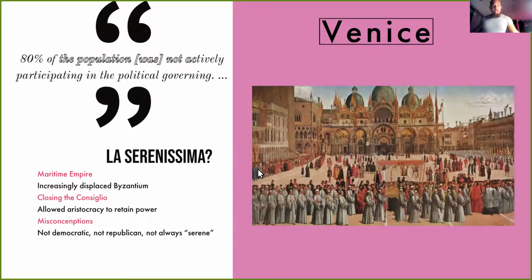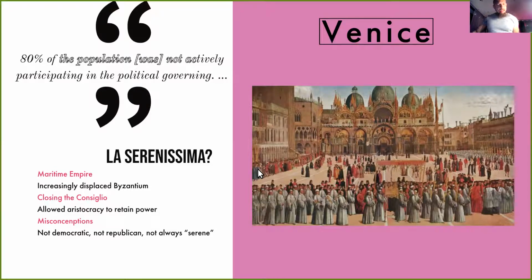Moving on to Venice, it is considered to be a serene republic, La Serenissima, although it's quite questionable as there was never any republican nature to Venice's government.